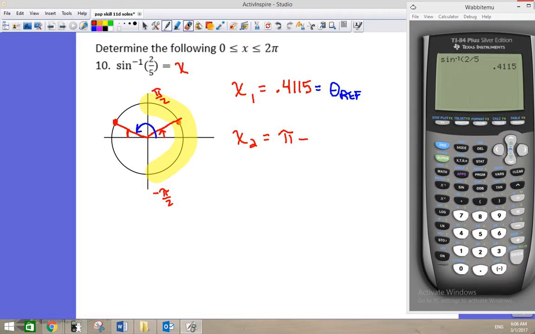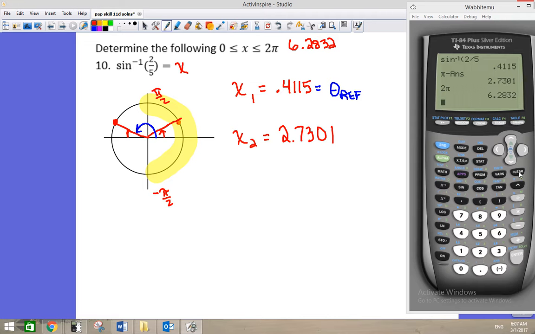So here, let's do that. Let's just do it on the calculator. Second, pi minus my previous answer, and 2.7301. So 2 pi is 6.28. And I can see that both of these values are positive. They're both greater than 0, and both of these values are less than 6.28.